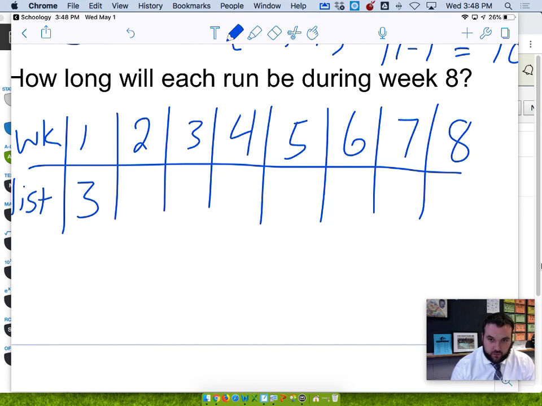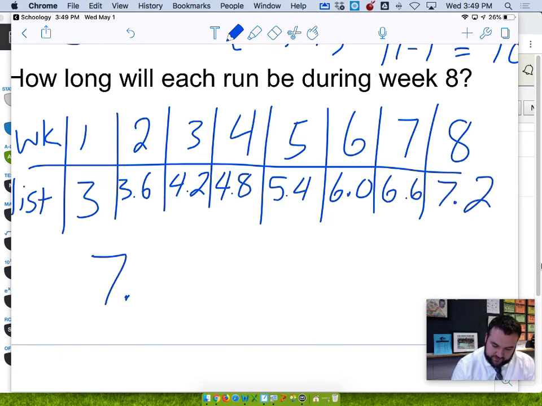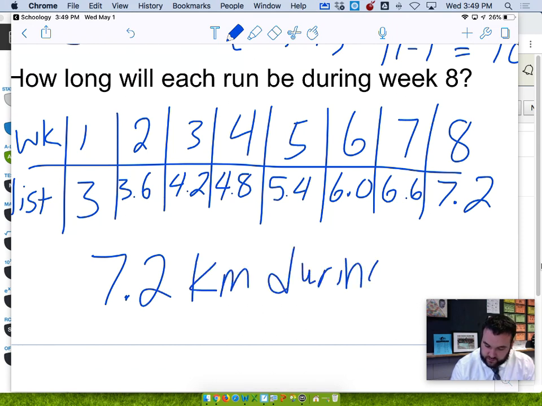Here we're going to go with in week 2 that we're adding 0.6. So this would be 3.6, then 4.2. Again, just adding 0.6 every time. 4.8, 5.4, 6 kilometers even. Then we have 6.6, and finally in week 8 would be 7.2. So 7.2 kilometers during week 8.